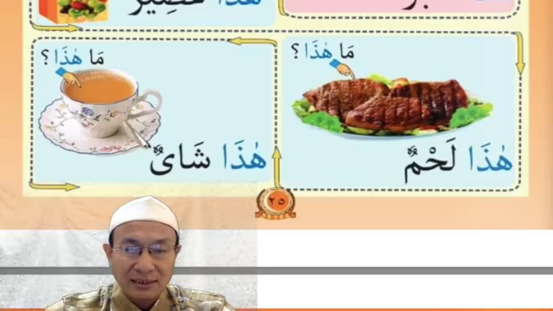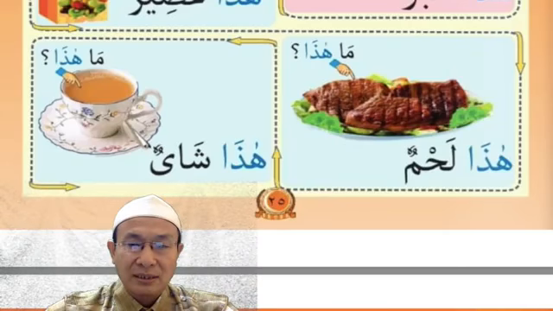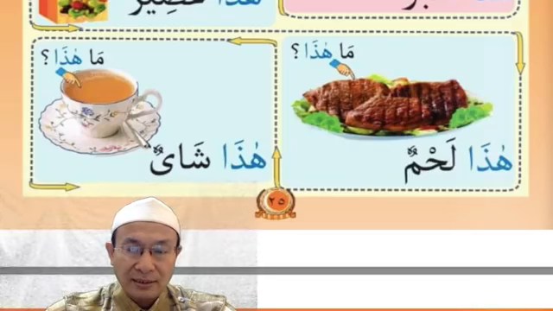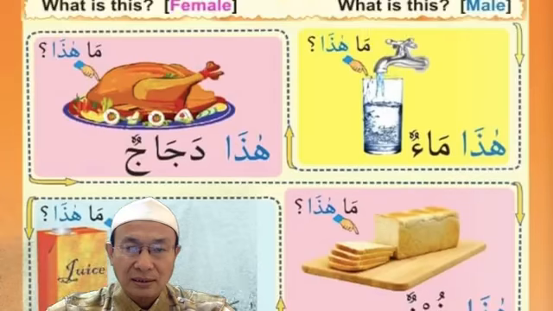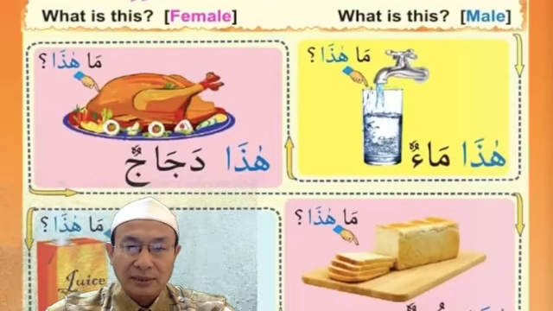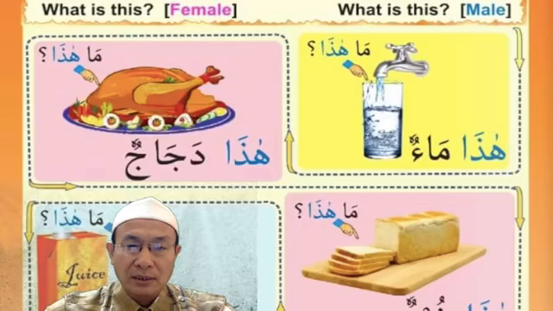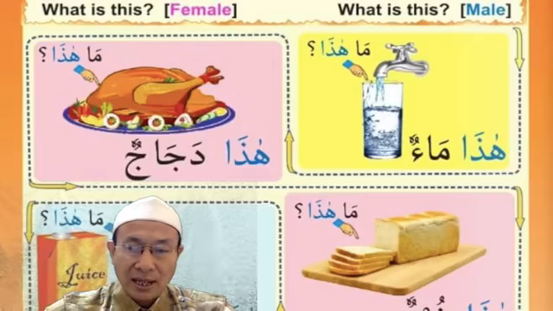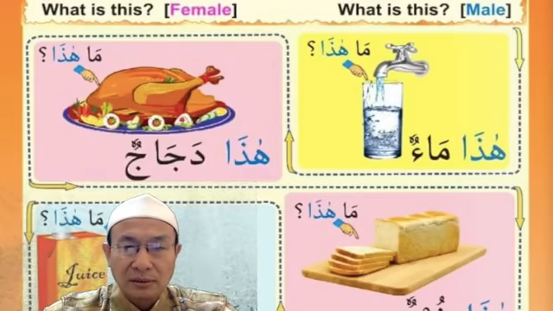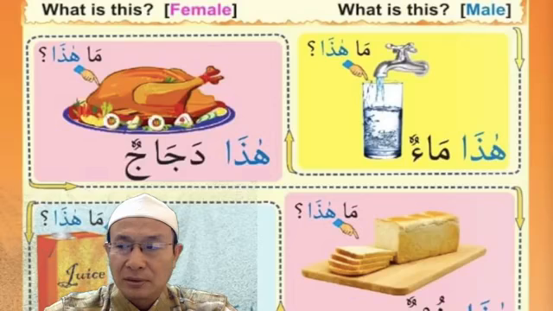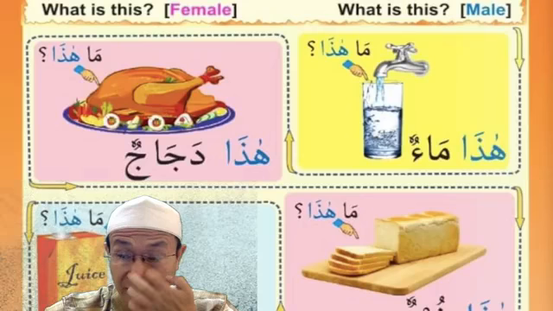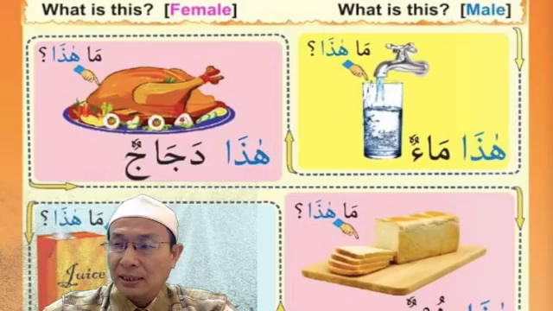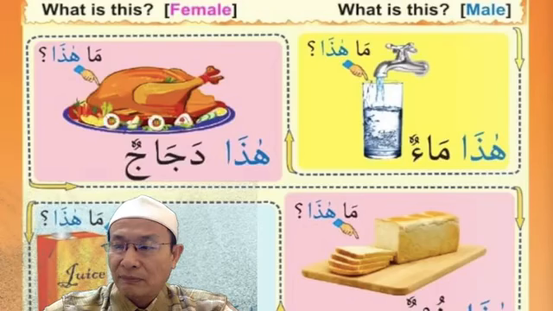Alright? This is tea. Okay, before we move to the next page, let's revise again the page that we just studied. Okay, from the right side, the upper one. Ma hadha. What is this? Hadha ma'un. Hadha ma'un. This is water. And the next one on your left side. Ma hadha. What is this?